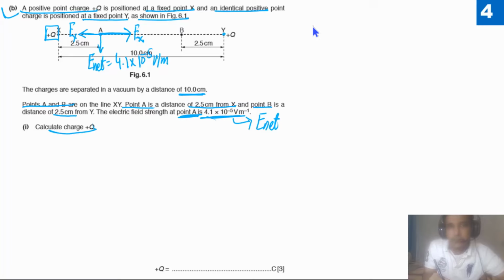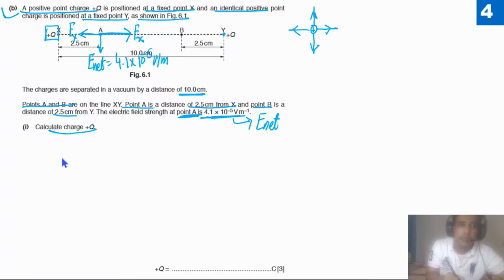If you're not very clear about why this is to the left, you can simply sketch the charge. If you look at this charge, this is our positive charge. On the right side of this one, the electric field is to the right. On the left side of this one, the electric field is to the left. And on the top, it is pointing upwards, and here it is pointing downwards.